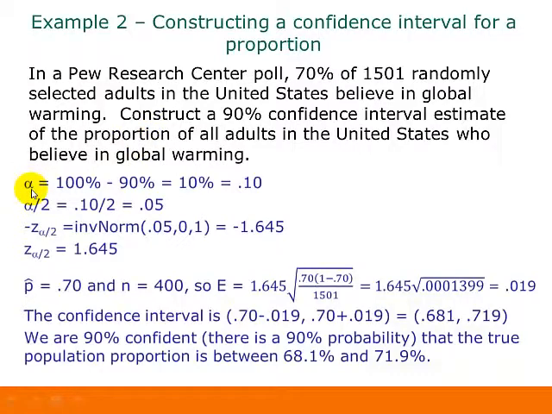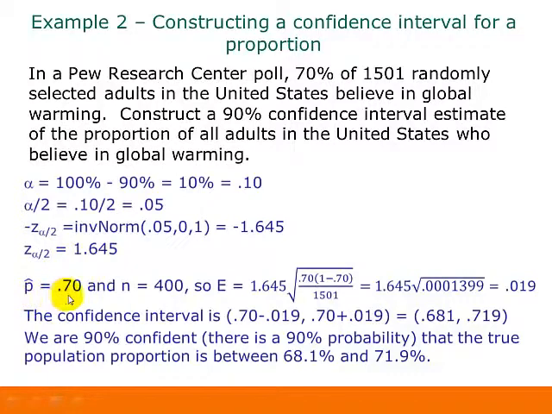So first we would find alpha. Alpha is 100% minus 90%, so that's 10% or 0.10. Alpha over 2 would be 0.05. Then again, to find our critical value, we'll find the negative z alpha over 2 and then just take off the negative. So that would be inverse norm of 0.05, which was our alpha over 2, with 0 for the mean and 1 for the standard deviation. And that gives us negative 1.645 on your calculator if you round it to 3 decimal places. So our critical value that we will use is positive 1.645.